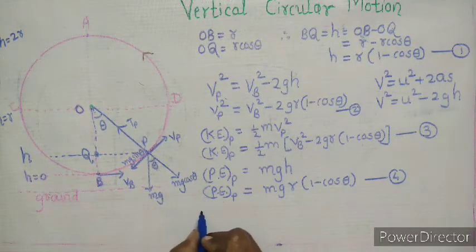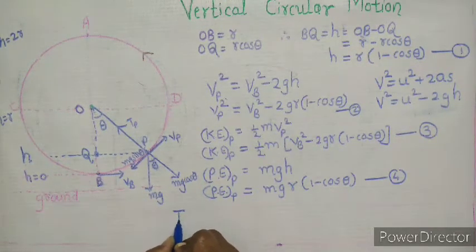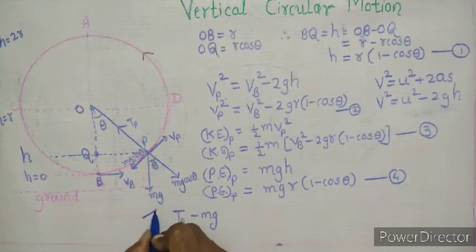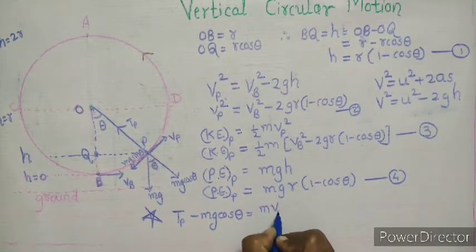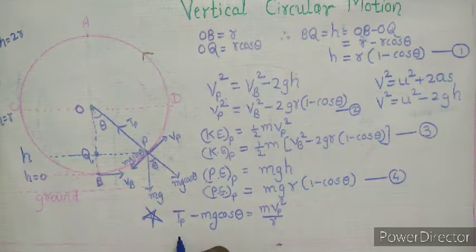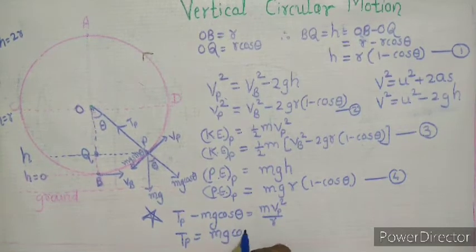So here if we take the resultant, it is like this, Tp minus mg cos theta is equal to m into Vp square upon r. Tp is equal to mg cos theta plus m Vp square upon r. So this is the relation.